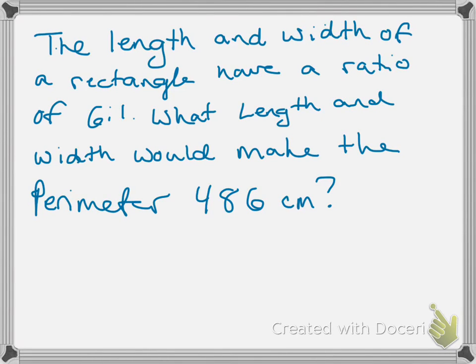Hello everybody. So today I thought we'd do a couple geometry questions that incorporate some algebra. Question number 1 says the length and width of a rectangle have a ratio of 6 to 1. What length and width would make the perimeter 486?